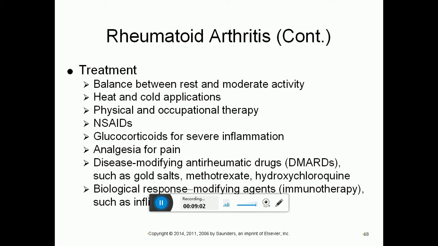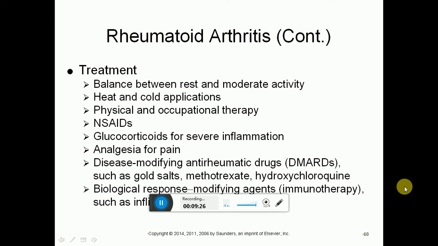Hydroxychloroquine is an anti-malarial drug that was actually found by accident to also help reduce the signs or the inflammation caused by rheumatoid arthritis. So hydroxychloroquine is actually an anti-malarial drug, but we can also use it to treat RA. We can also give immunotherapy.